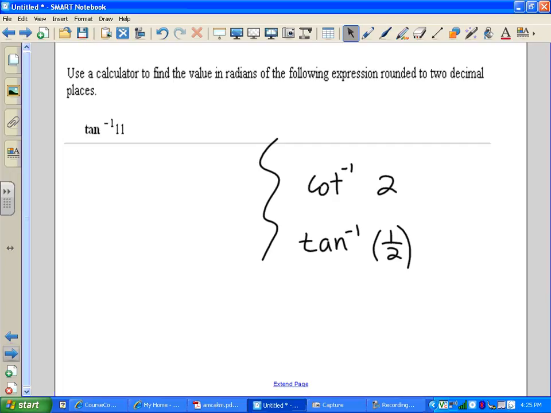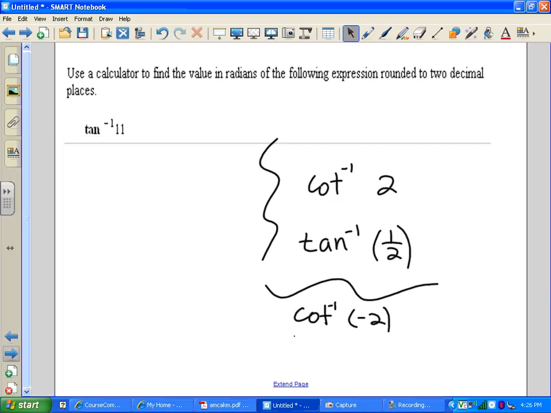Now, if we were doing instead the inverse cotangent of -2, then we're going to have an issue with that, because tangent would be negative in the second or fourth quadrant. Well, cotangent can only exist in the first or second quadrant, and the answer would have to be in the second quadrant. And the problem with that is inverse tangent is not.